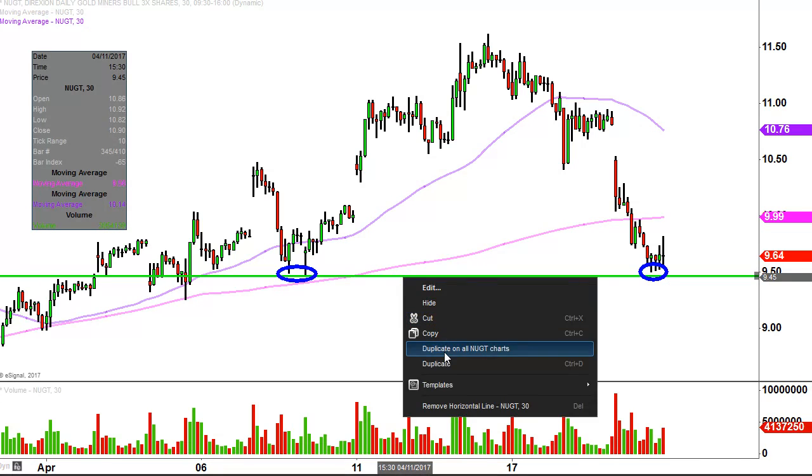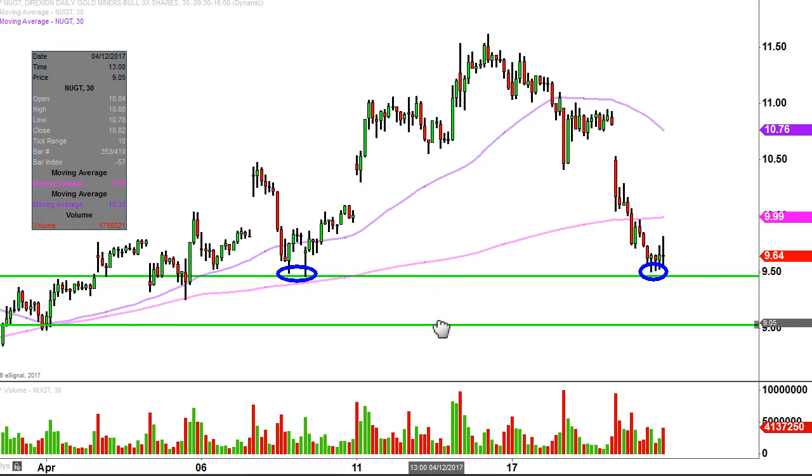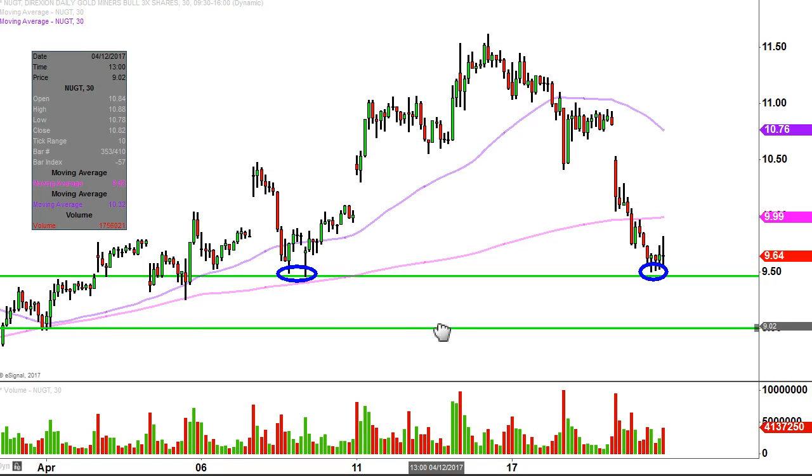If the price cannot hold above there, the next overall level of support is down there around the $9 mark. So that makes it easy. $9.50, $9, the next couple of areas of support.